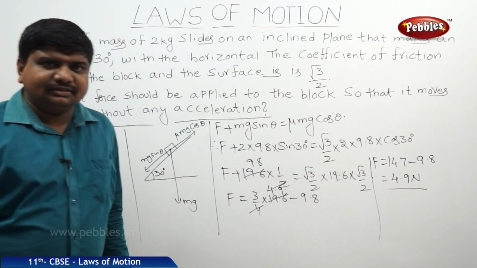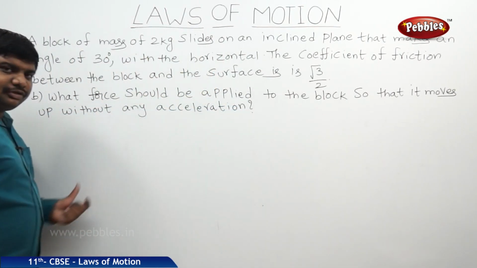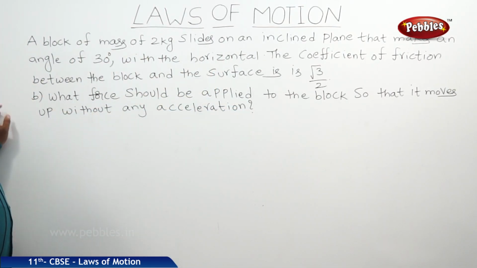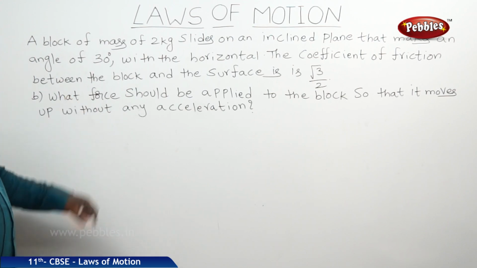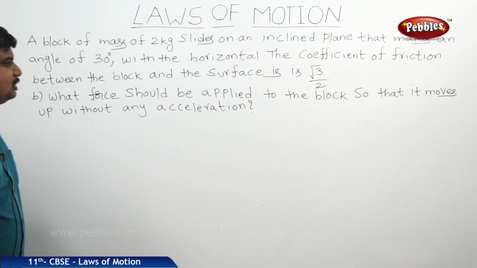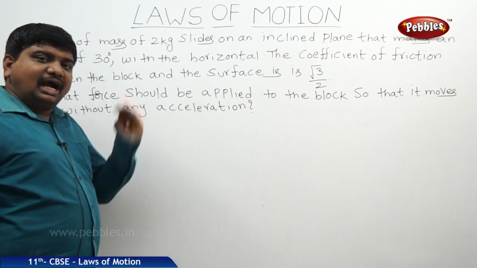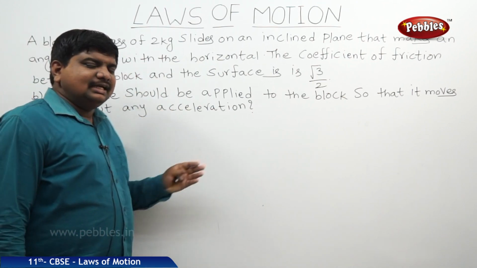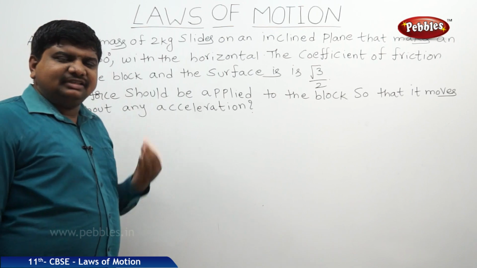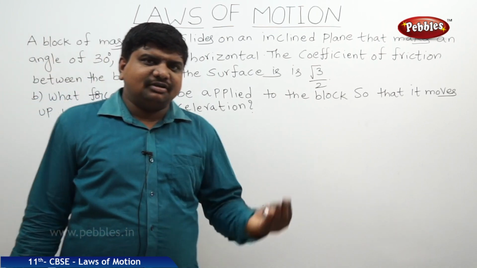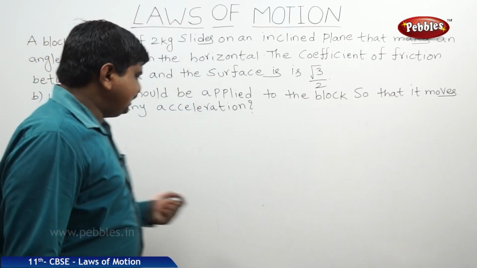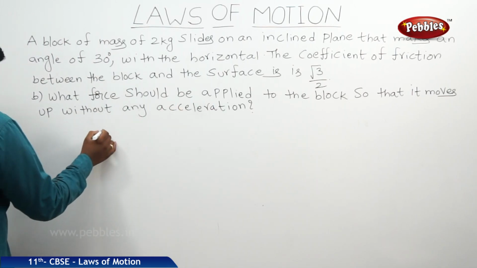That is the answer. In the same question, there is another part. The content is the same, the physical quantities are the same. The part we should find out is what force should be applied to the block so that it moves up without any acceleration. That means the body is moving up. In the previous case, the body is sliding down. With respect to that, we derived F plus mg cos theta is equal to mu mg sin theta.